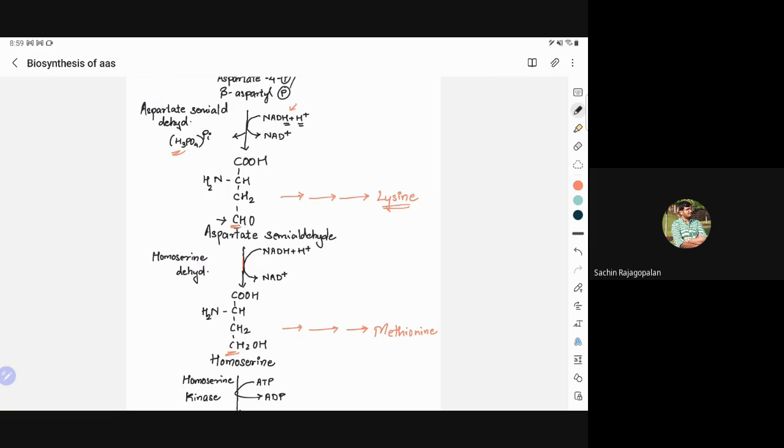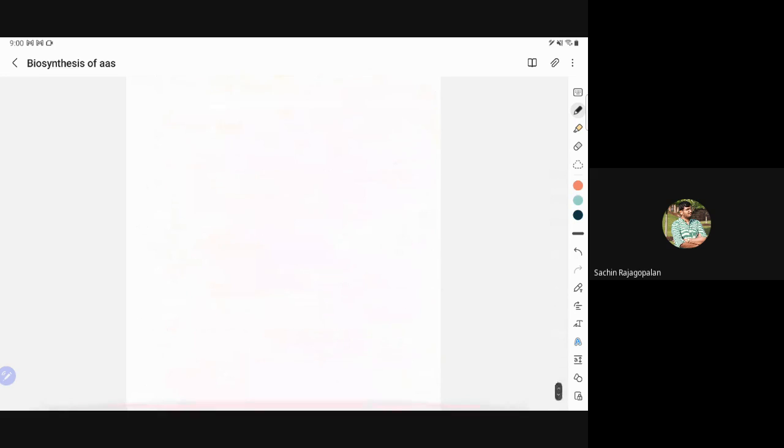Now, this biosynthesis may look slightly complicated, though it is not really very complicated. It may just scare you by the structures that it involves. But still, I would say that if you practice it enough, there wouldn't be much of an issue.